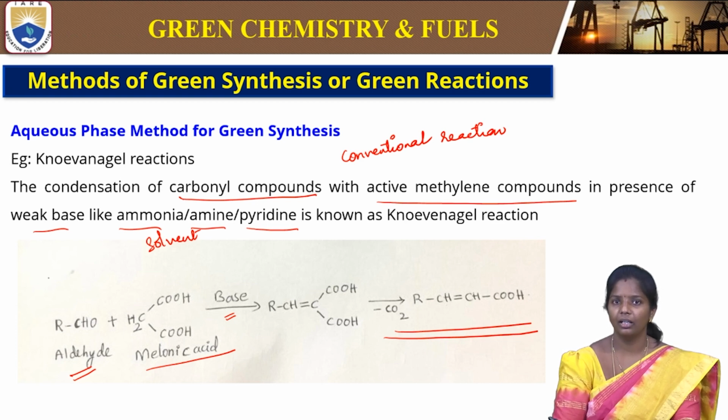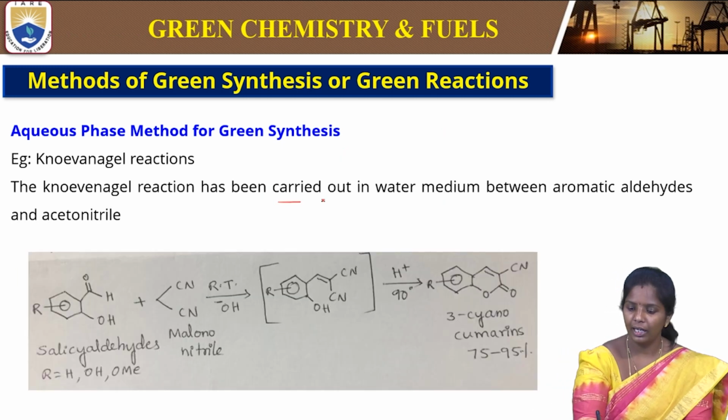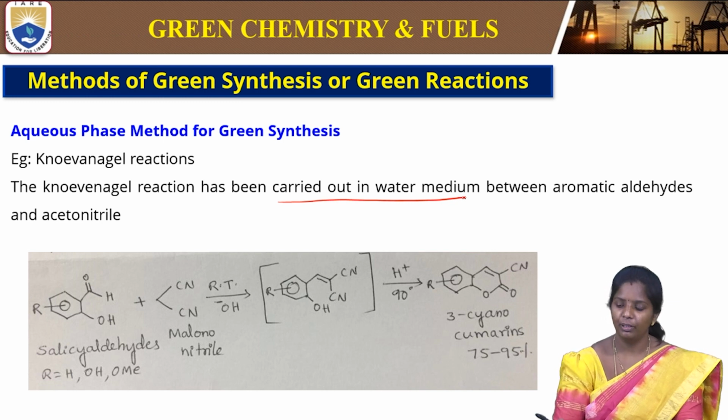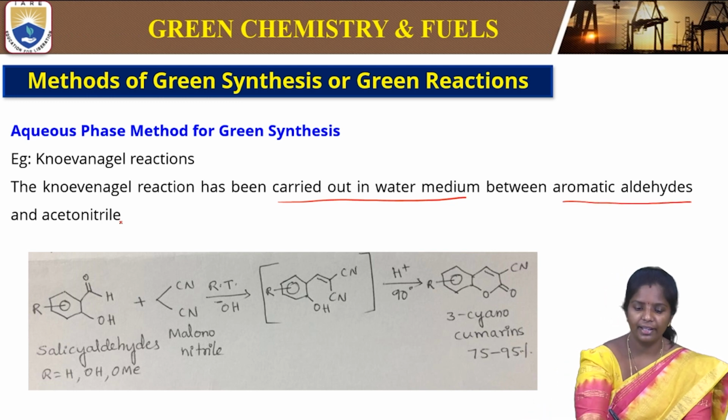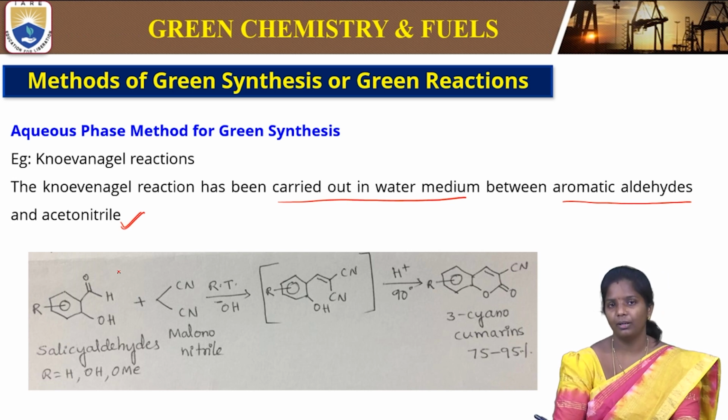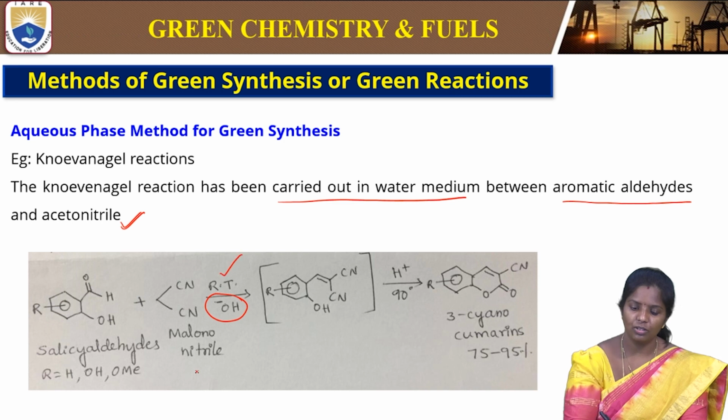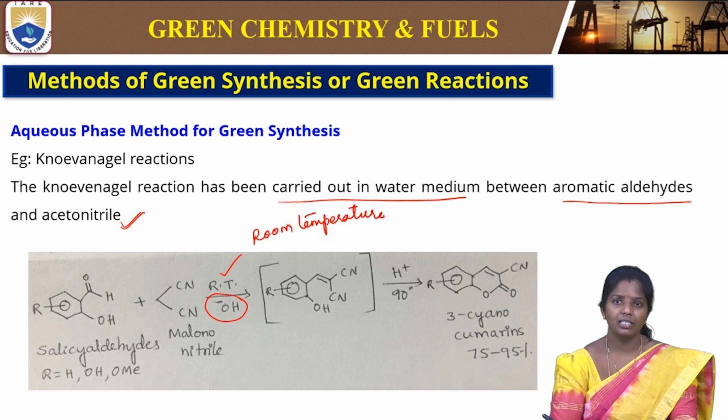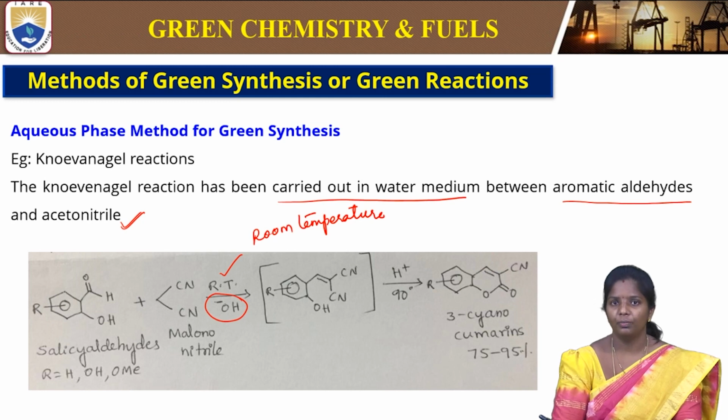But when we really want to use a green method, how can we modify this? This can be carried out in water medium between aromatic aldehydes and acetonitrile. Compared to aliphatic ones, we can use aromatic aldehydes and acetonitrile so that we can do the chemical reaction or synthesis in the presence of water, at room temperature. This is how the method can be modified, so that the effect of organic solvents like ammonia, pyridine or amine groups can be avoided.